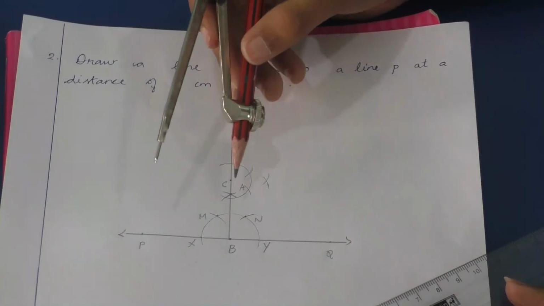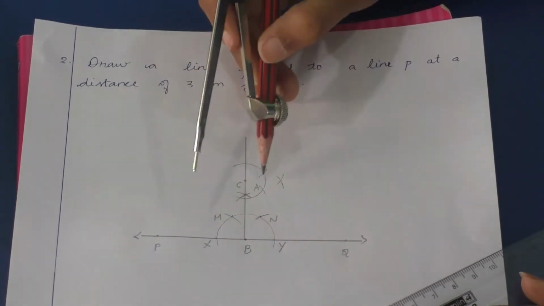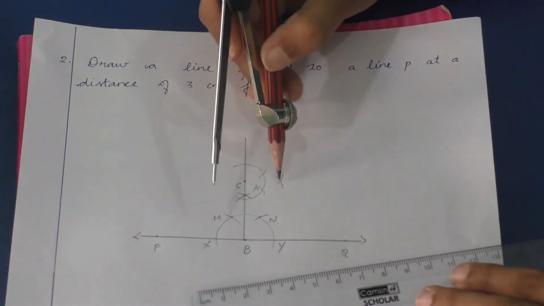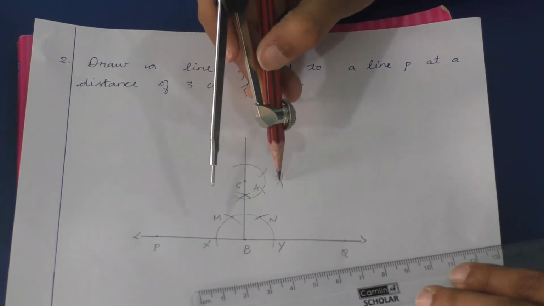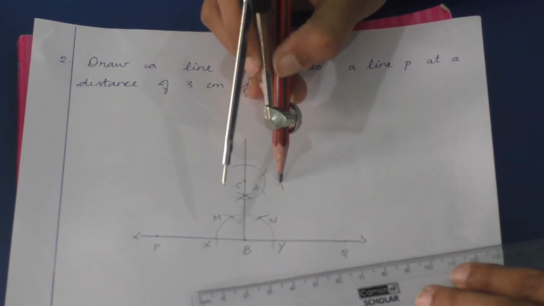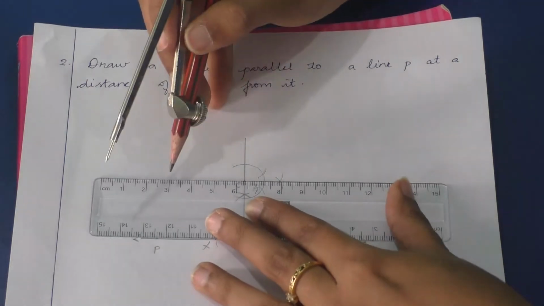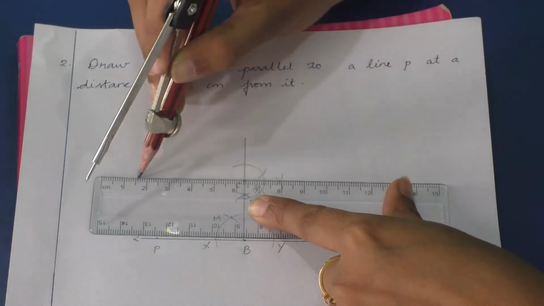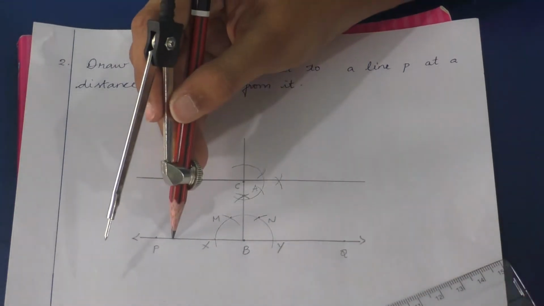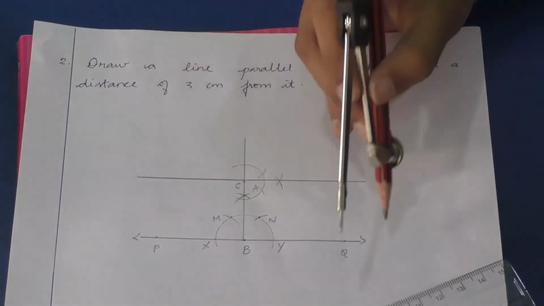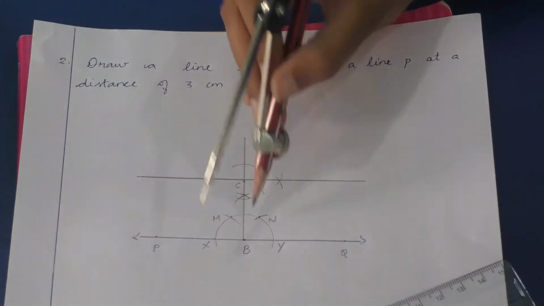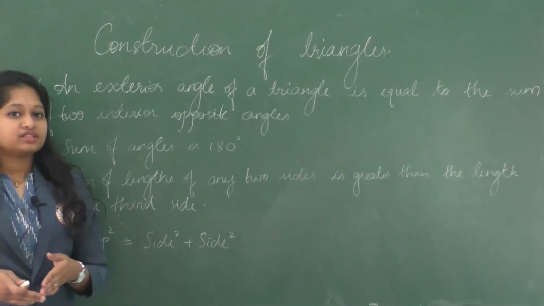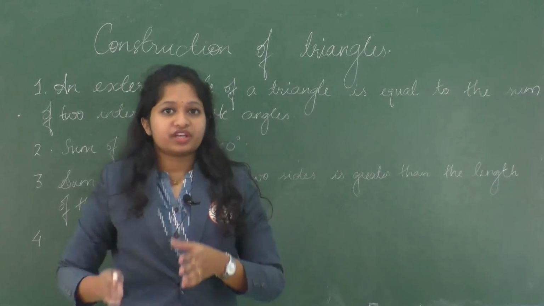Okay. So children, as we did here, the same steps I have repeated here, and now let's join both of these points and the midpoint of the arc. So when you join, you will get a straight line, and this line is parallel to the other line PQ, and the distance between both of these lines is 3 cm. So children, now let's see the construction of triangles.